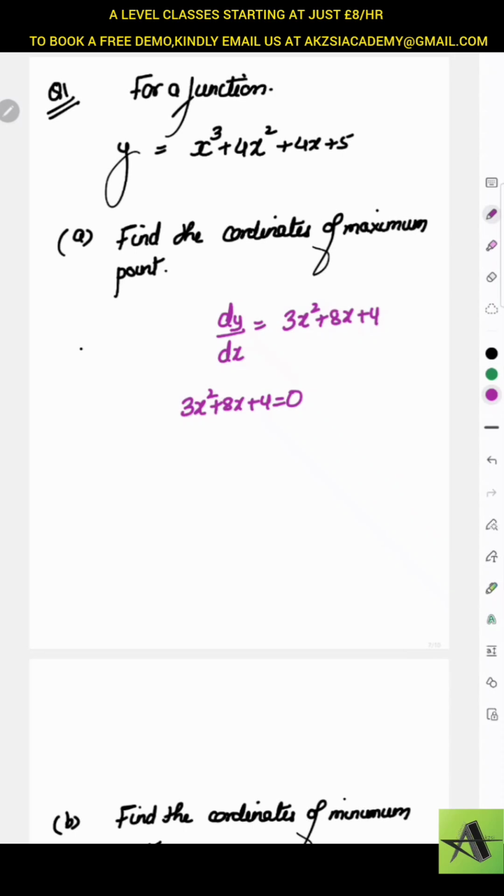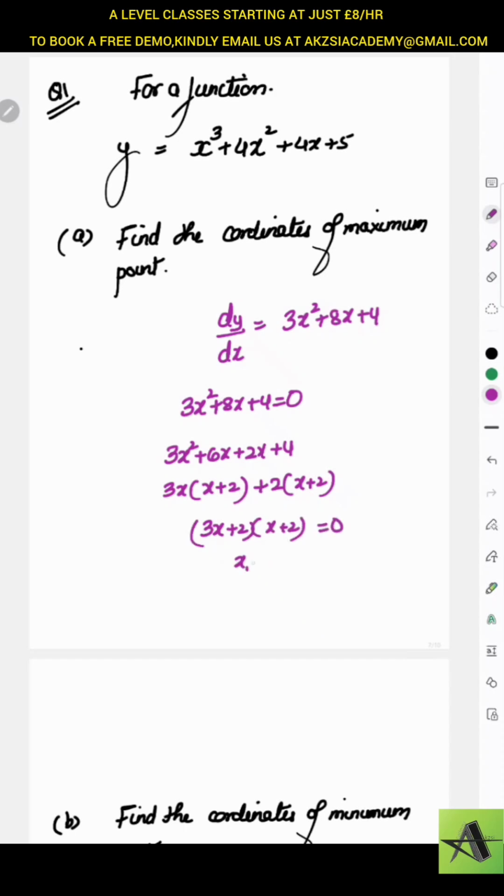This is a quadratic and I can easily factorize it. The product is 12 and the sum is 8, which means 3x squared plus 6x plus 2x plus 4. Obviously, the product is 12 and the sum is 8, so the two numbers are 6 and 2. Taking out 3x as common, x plus 2. And 2 is common, x plus 2. That will give me (3x plus 2) times (x plus 2) equals 0. So x1 equals -2/3 and x2 equals -2. Now I got 2 points.